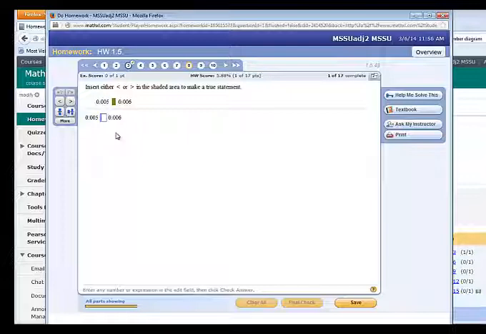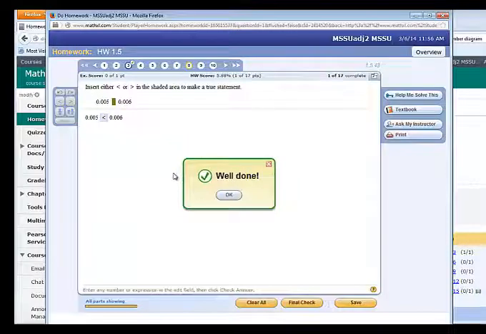So this says we have 0.005 and we need to compare that to 0.006. So that means we have 5 1,000ths, and then we have 6 1,000ths. So which one of those do you think is going to be the bigger one? Let's try our 6 1,000ths because we have 6 of those, whereas over here we only have 5. So we're going to enter the bigger number, hit enter. Hey, we got it right. Good job.